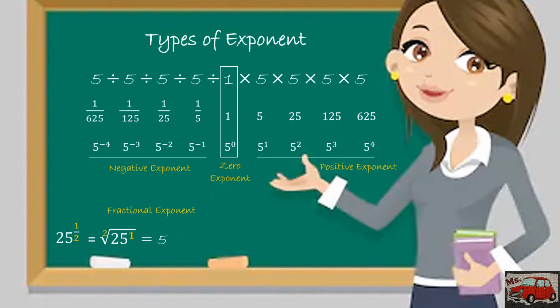Okay? Okay. So, pag-usapan natin yung iba-ibang klase ng exponent. Okay, so we have positive exponent, zero exponent, negative exponent, and fractional exponent. Pag sinabing zero exponent, ibig sabihin, it's always 1. Kahit ano pa yung base na ginamit mo. Let's say, 6 raised to 0, 7 raised to 0, 8 raised to 0, that is always equivalent to 1.